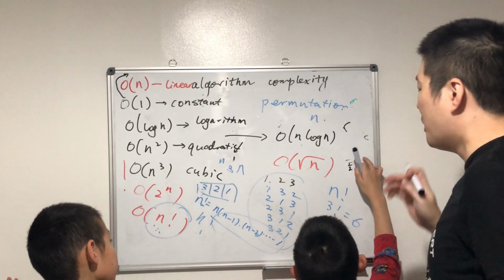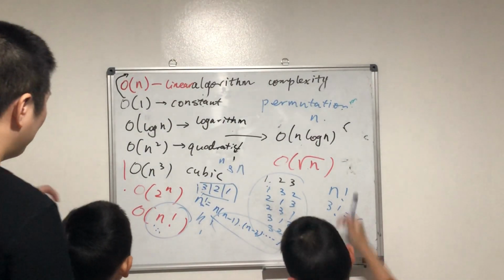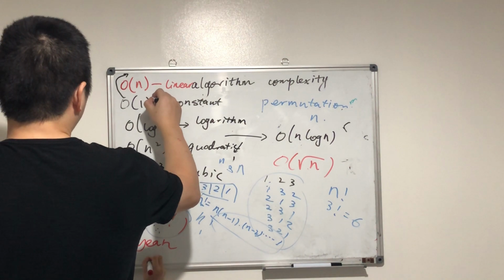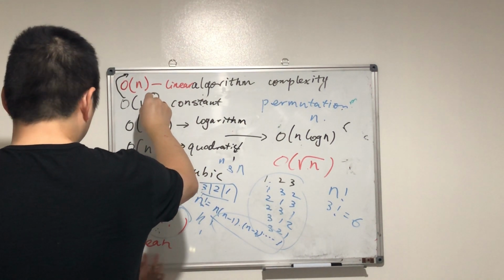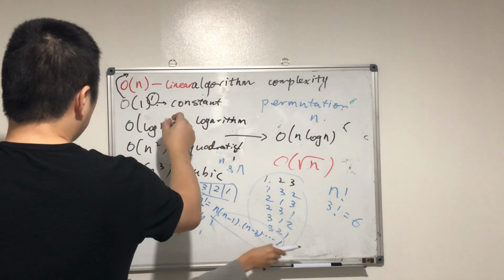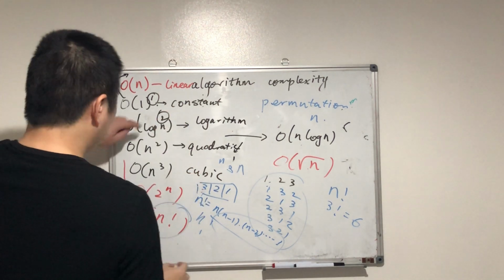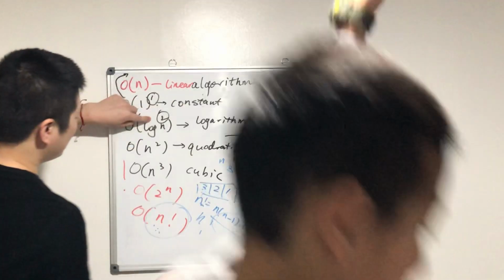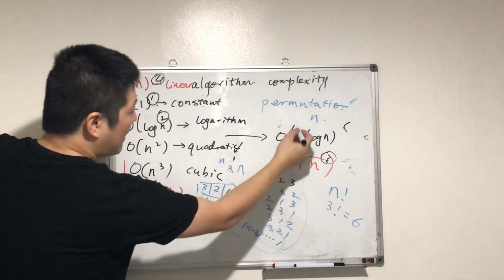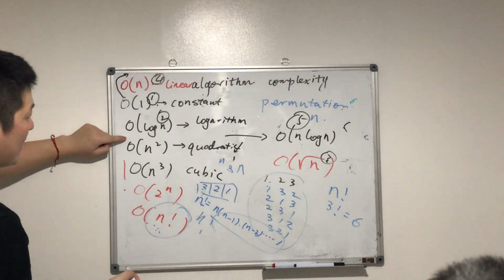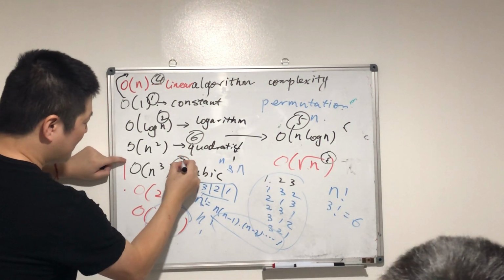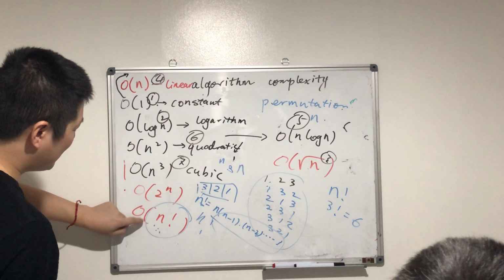Okay, so let's do the sorting now. Look, this is the first one. Sorted from the fastest to slowest. Constant is the fastest. And then log n second. Square root third. Linear fourth. Factorial 5, and n log n 5. And then what's next? Quadratic 6. Cubic 7.